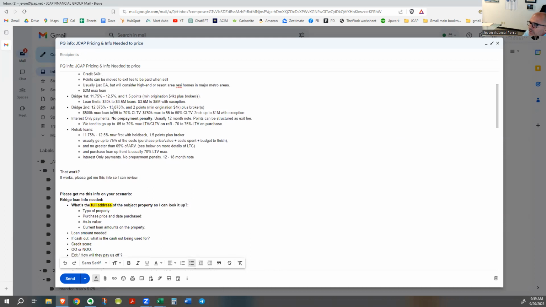Seconds: higher rate and a little bit more points. We're going to do $500,000 max second, maybe $750,000, maybe up to $1 million if we really like the house. All of our payments are interest only. We have no prepayment penalty.